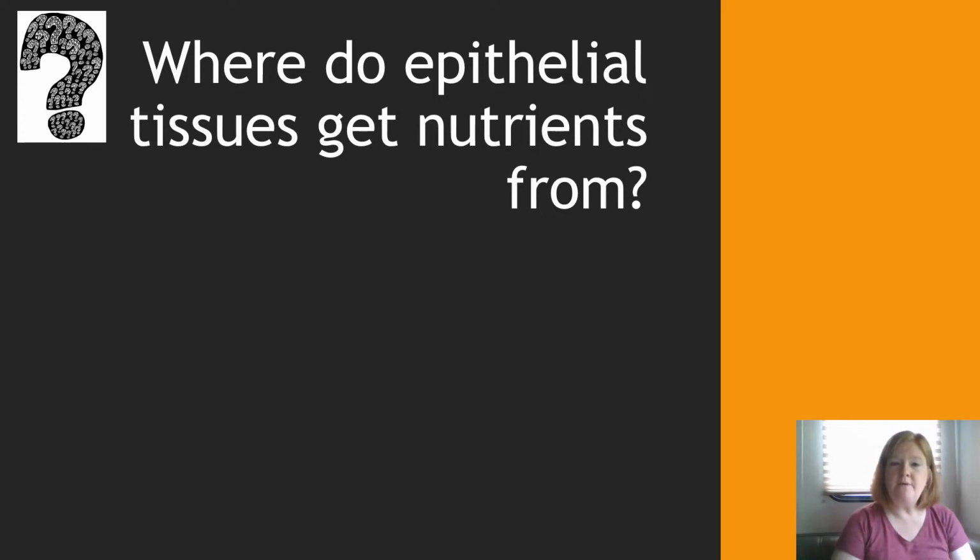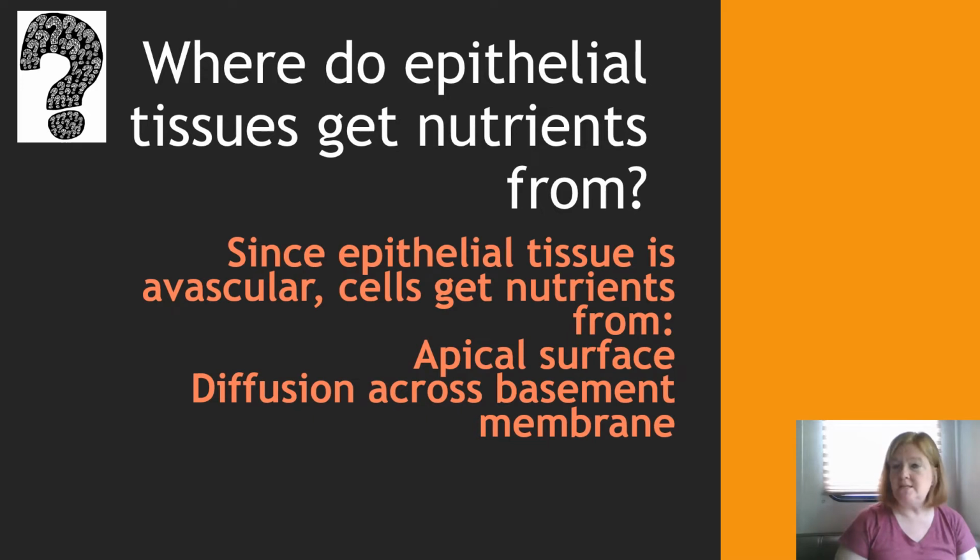So where do epithelial tissues get their nutrients from? Remember, they're avascular, right, with no blood vessels. So how do they get their nutrients? Since they're avascular, they get their nutrients from the apical surface, could be diffusion across the apical surface, could be diffusion across the basement membrane. Okay, wherever it is, it's coming from either where it's exposed on the apical surface or from the deeper tissues underneath through diffusion.